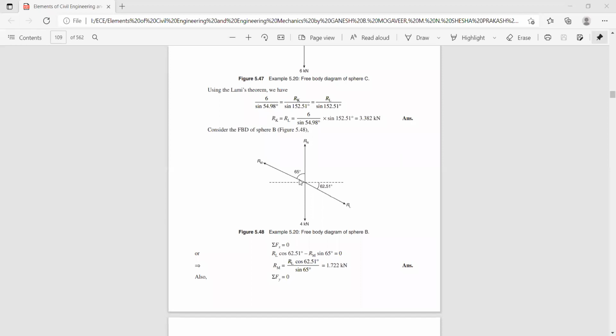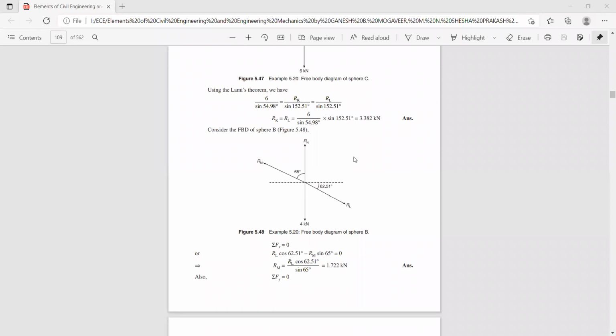Rm minus Rm cos 25 or minus Rm sin 65, whichever may be. So I will be taking 25 degree. So Rm minus Rm cos 25 degree plus RL cos 62.5. You have already found this RL. So sigma f of x is 0. RL cos 25 minus Rm sin 65, it is Rm sin 25, is equal to 0. Thereby you get the value of Rm as 1.722 kilonewton.